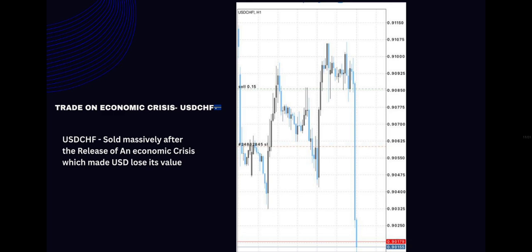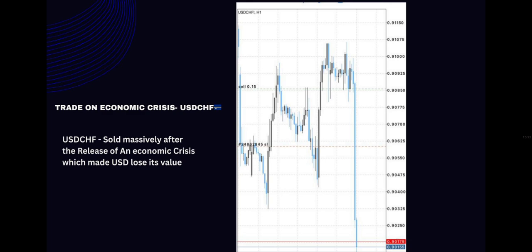Economic crisis is a long-term event. FOMC news is a long-term event. NFP is a short-term event. CPI is a short-term event. So that is how it's being done. With the long-term events, you can keep on holding a trade. I can tell you that this USD JPY kept on selling massively. You can see I didn't even say take profit. It just kept on selling massively.